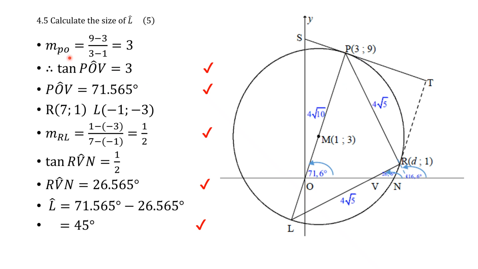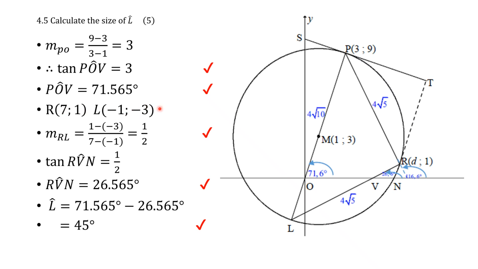Alright, so if I say gradient of PO, from P to O, would be 9 minus 3 over 3 minus 1, which gives me 3. If I say tan θ equals 3, always my angle starts from the x-axis till it makes contact with the line. Shift tan 3 would then give me 71,565, or 71,6 degrees, right? And then if I take R and L there, I use those coordinates. Remember, L we found as minus 1, minus 3 from the previous problem.